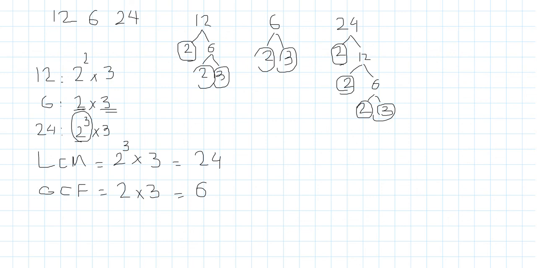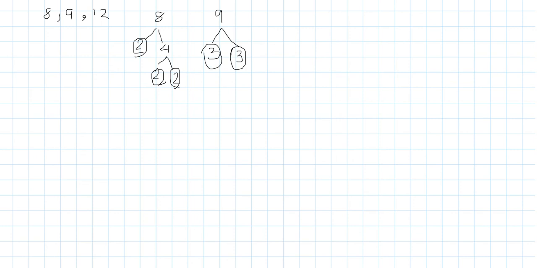Let's try another example, between 8, 9 and 12. Let's start with 8. 8 divided by 2 is 4. 4 divided by 2 is 2. And we cannot continue anymore. And 9 is 3 times 3, 9 divided by 3 is 3, and we cannot continue anymore.